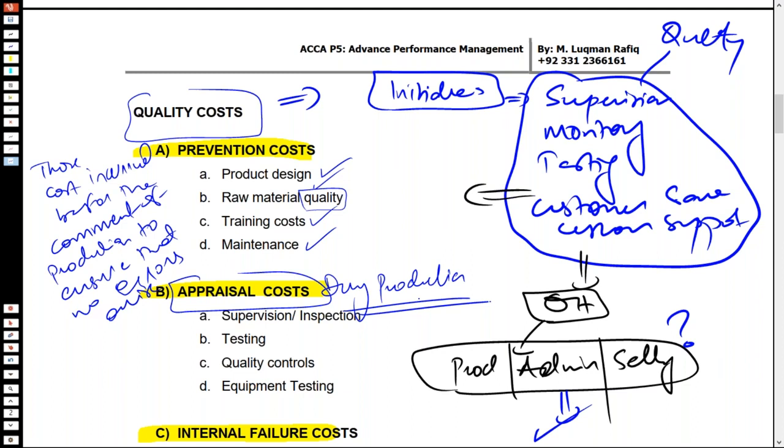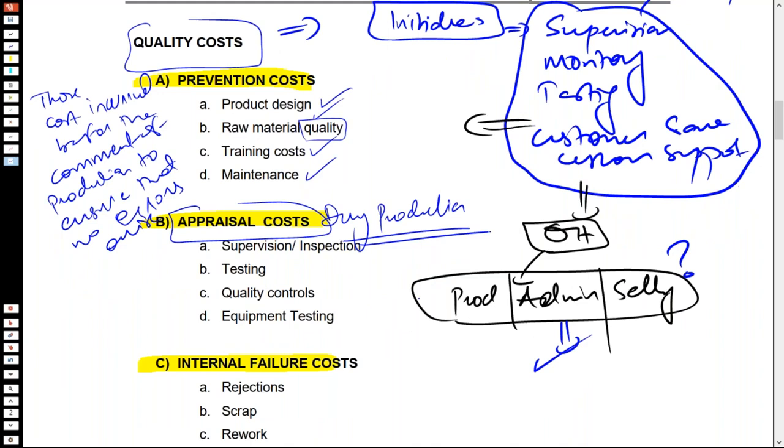Now, what are the different types of quality appraisal costs? Try to understand. The quality appraisal costs would include supervision, testing, quality controls, equipment testing. So all of these costs are incurred during the production phase just to make sure that no quality related issues arise. That is why you actually incur these costs.